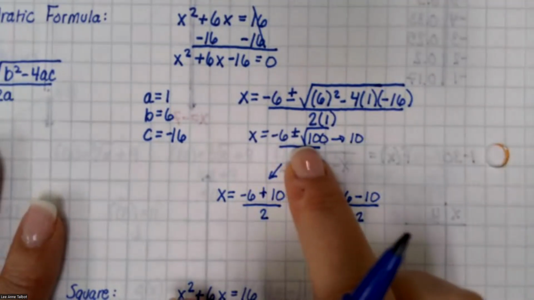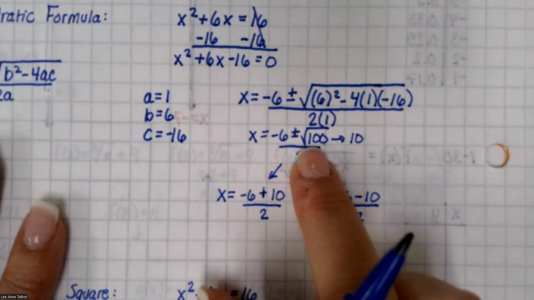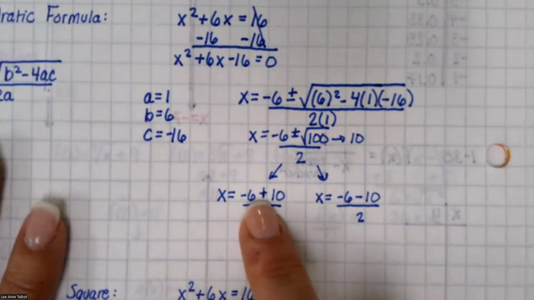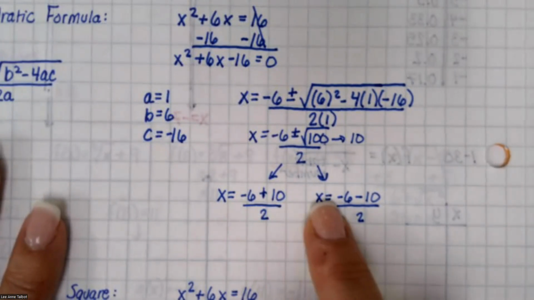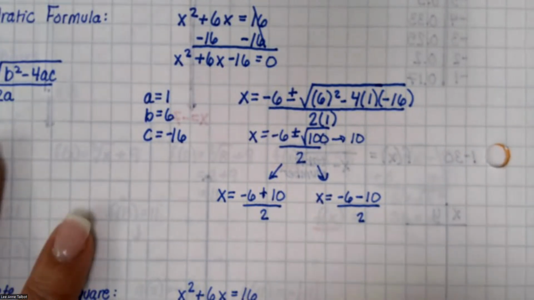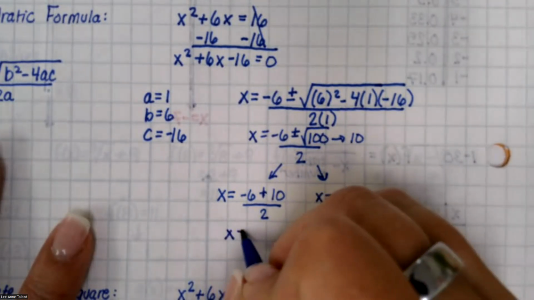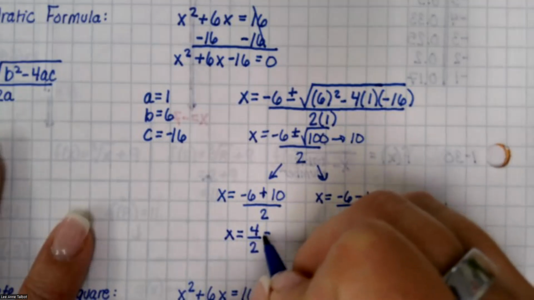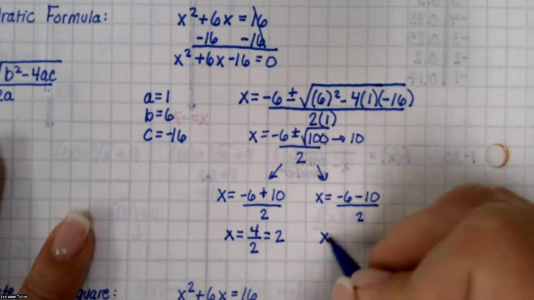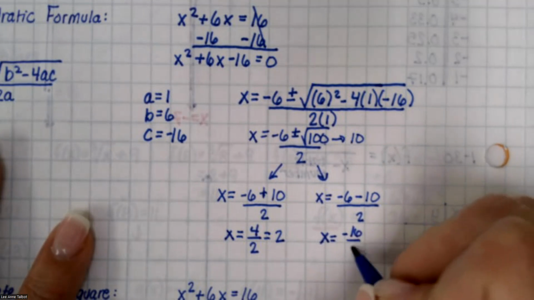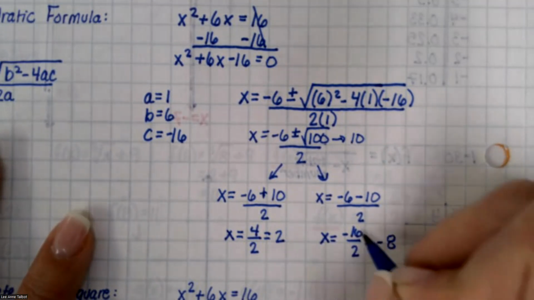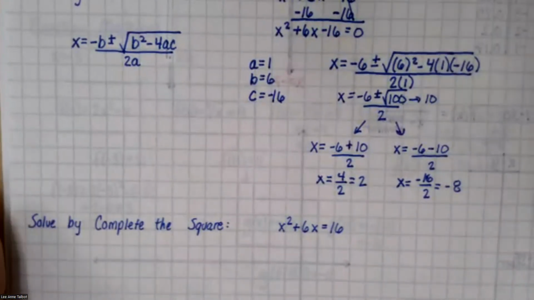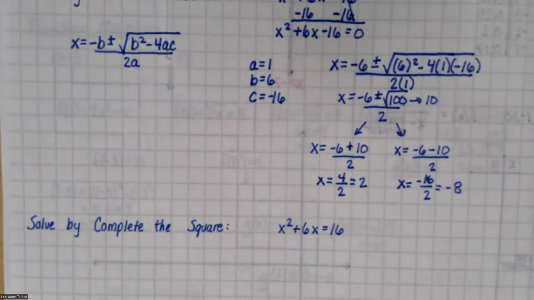This one, as I said, is a baby one because the square root of 100 is nice. It's 10. So I broke it up into two pieces, -6 plus 10 over 2 and -6 minus 10 over 2. I got the same answers, 2 and -8.